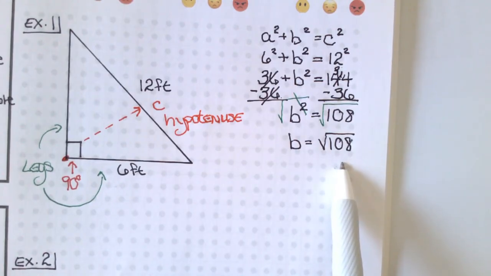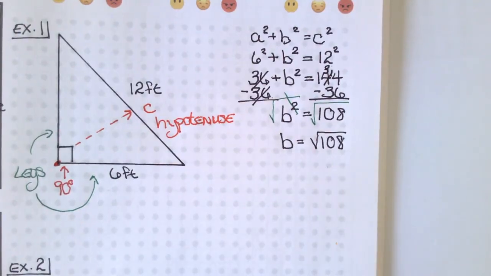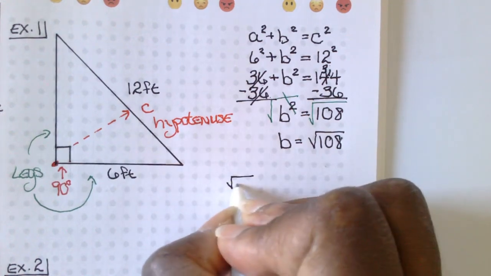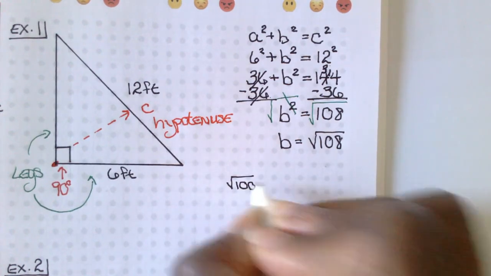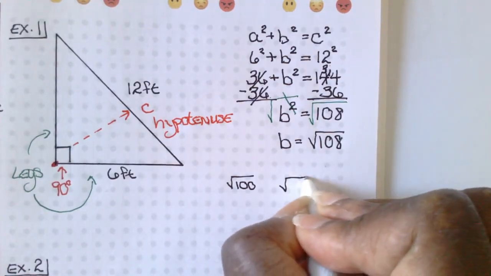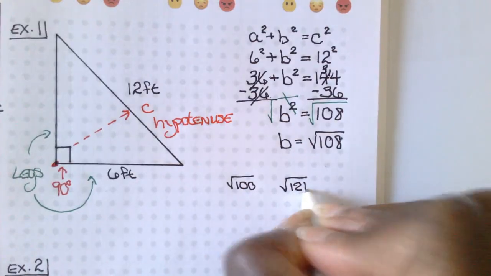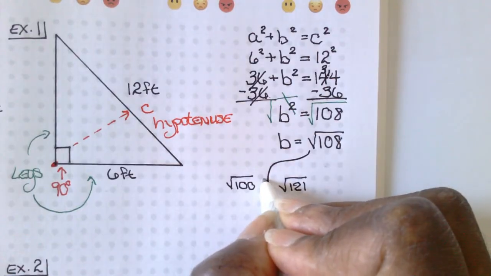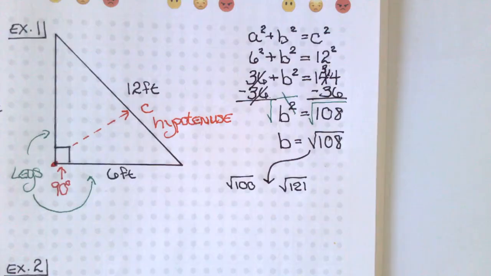But, since we can't get a whole number out of it, and if you know your facts, this is how you can test it out. If I know my square roots, I know that, say, the square root of 100, and I have the square root of 121, I know that 108 is going to fall between those two. Okay? I know that for a fact.